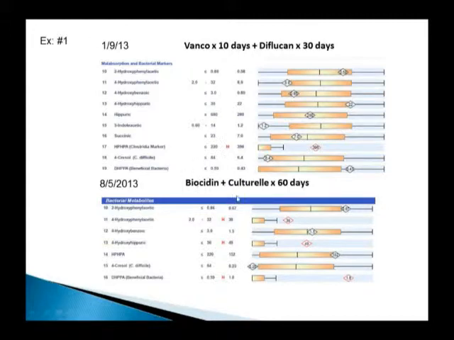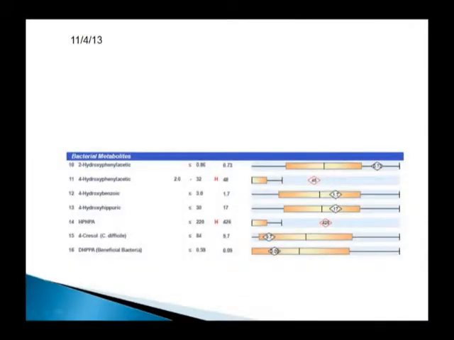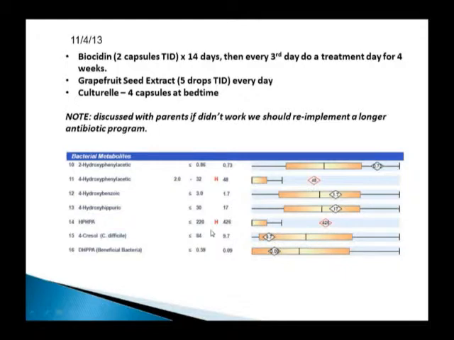So I said, let's try some Biocidin along with Culturelle, and let's do it for a couple months and see what kind of effect we get. So we did that, and unfortunately it wasn't as effective as I was hoping to see. Matter of fact, over time, the HPHPA level came back really high, okay? So we're not getting that effect that we wanted to see. So I said, okay, let's shift gears.